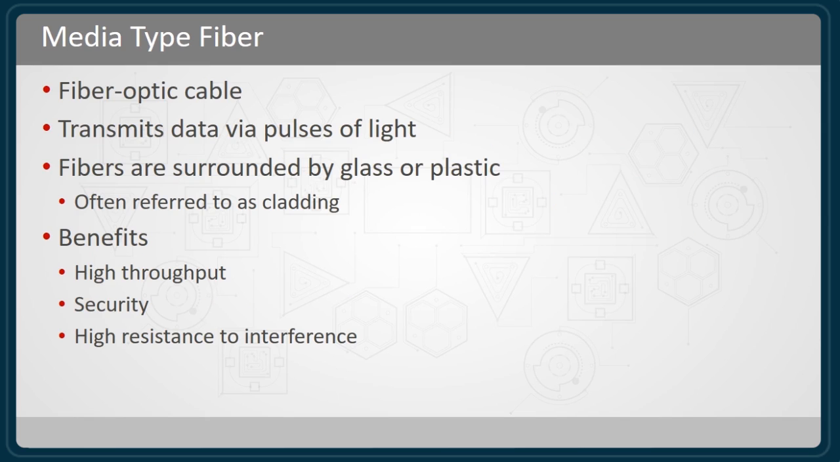Fiber is, of course, transmitting the information using pulses of light as opposed to electric signals over a copper medium. The fibers are surrounded by glass or plastic, often referred to as cladding, and the benefits include very high throughput, very high security because it's almost impervious to tapping. Once you break into the wire, you effectively lose the signal, and very high resistance to interference. It's just light, so it is far less susceptible to any kind of interference.